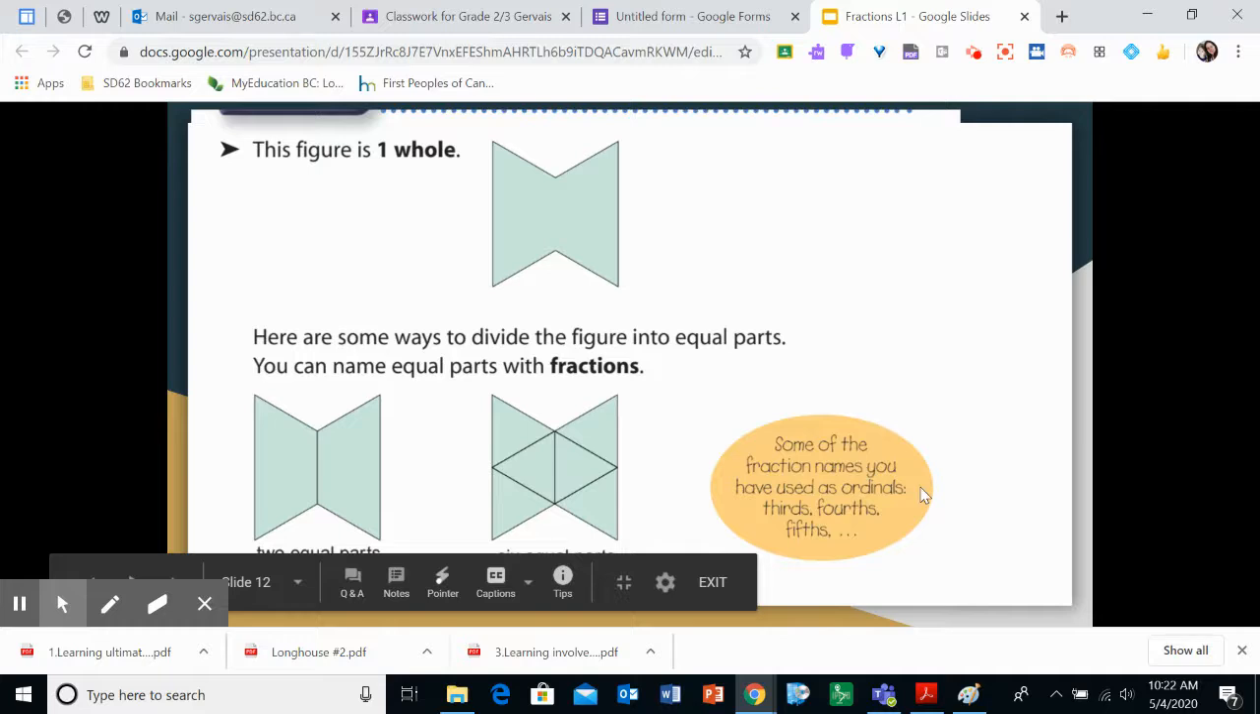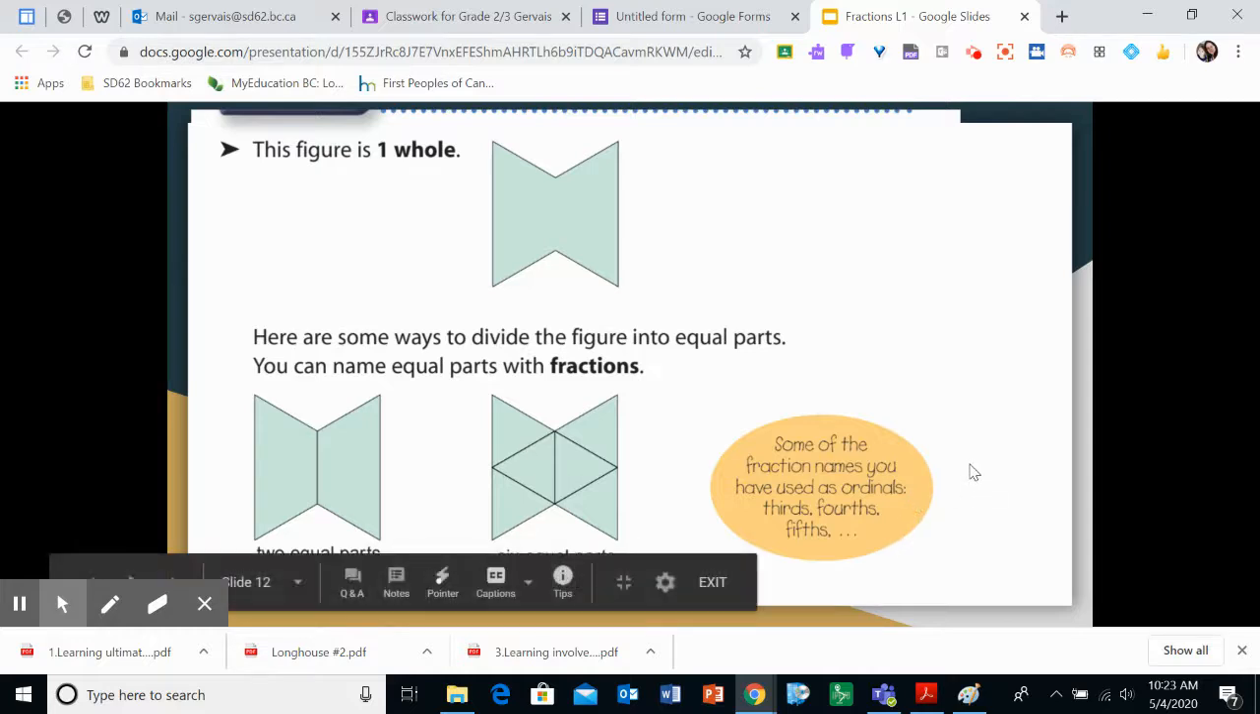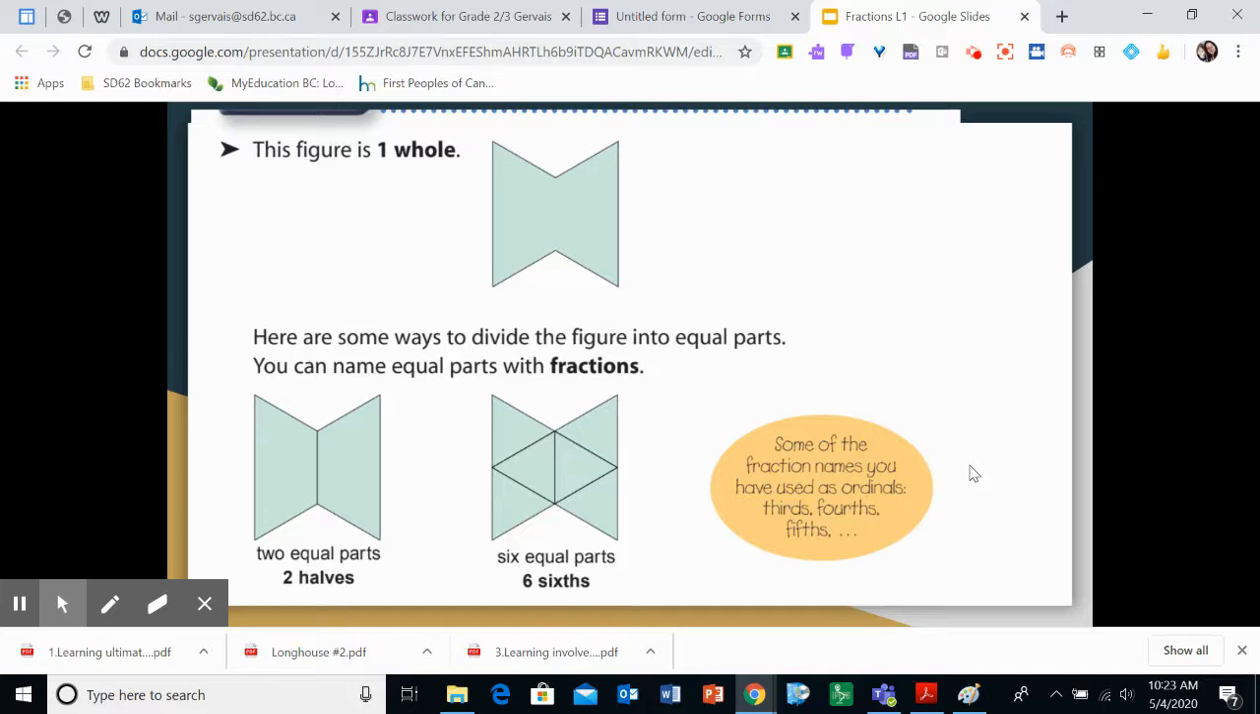And over here, some of the fraction names you have used as ordinals before are thirds, fourths, fifths, goes on like that. So first, second, third, fourth, fifth. This one is like that, but it has an S at the end. Thirds, fourths, fifths. You guys are talking about more than one of those, not just placement, as in like first, second, third place. This one is talking about 3 pieces, so thirds, 4 pieces, fourths.